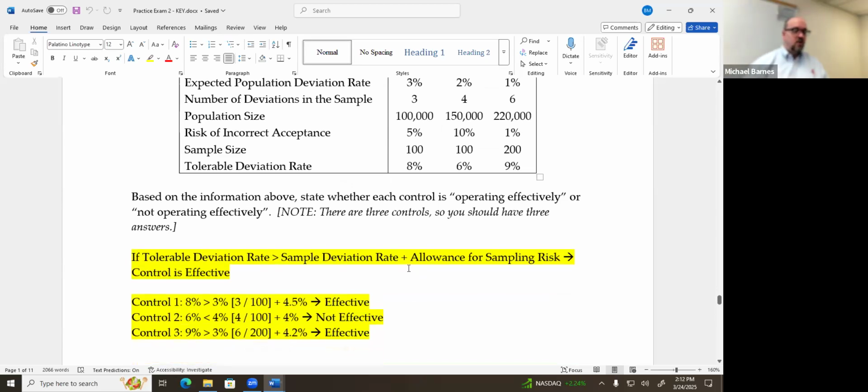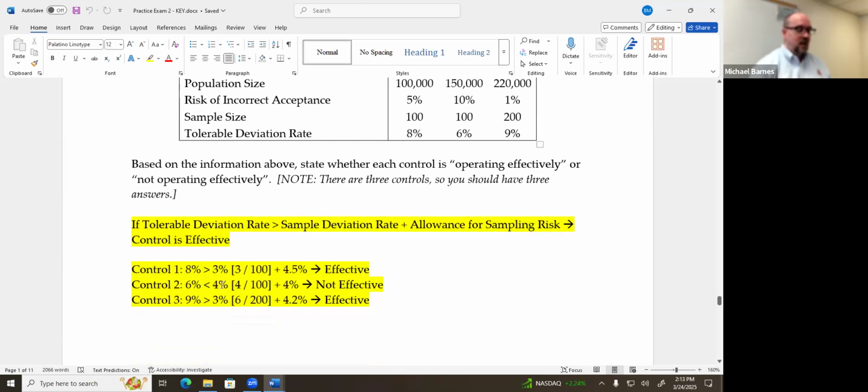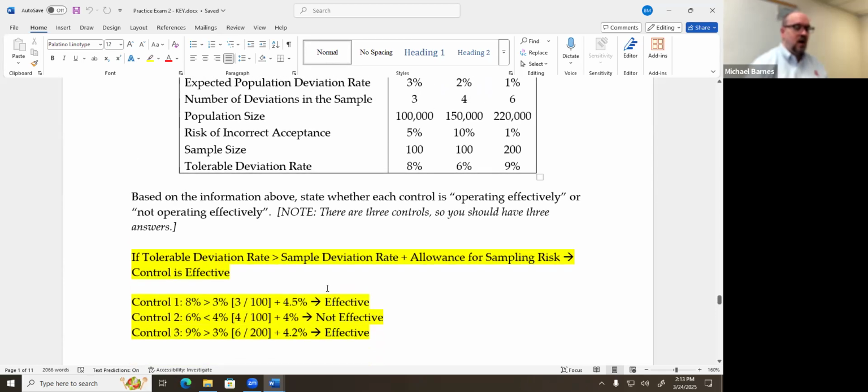We do the same procedure for control number 2. Oh, sorry. Okay, I'm confused. Why would 6% be less than 4%? The tolerable deviation rate is 6%, and control number 2 had 4 deviations out of 100. 4% plus 4% is 8%. 6% is less than 8%, which is 4 plus 4. So that control is not effective because our computed upper deviation rate is greater than our tolerable deviation rate.